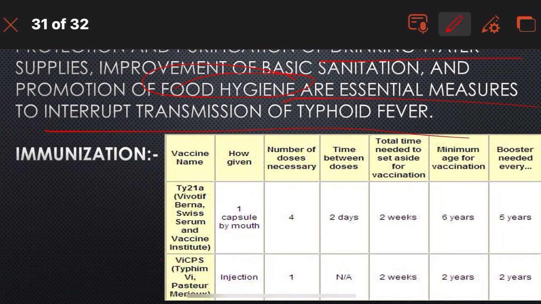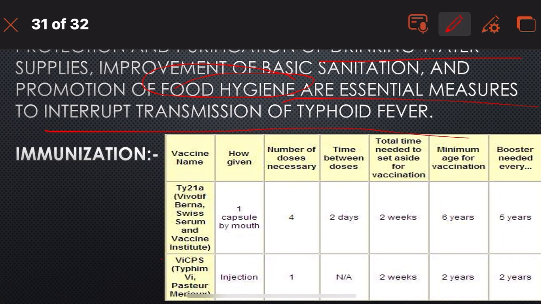It is an injection. The number of doses is 1, which is 0.5 ml IM injection, given once, 2 weeks prior to the expected exposure. Is it clear? Total time needed to set aside for vaccination is 2 weeks. So 2 weeks prior to the expected exposure, we are giving the injection. For example, if the person is going to travel to endemic areas, 2 weeks prior to the expected exposure, we are giving this injection.